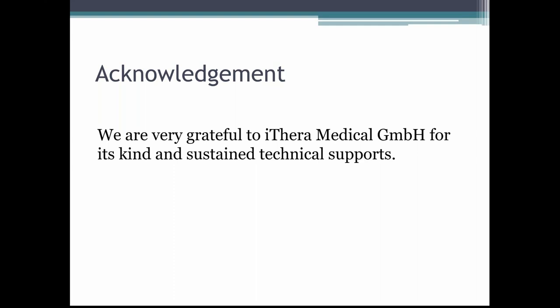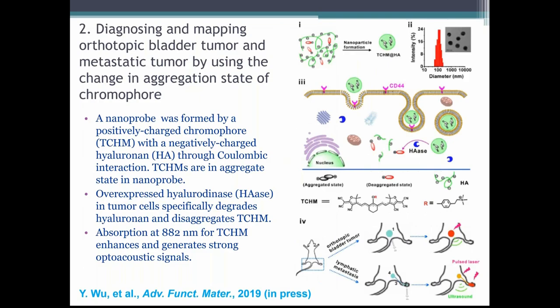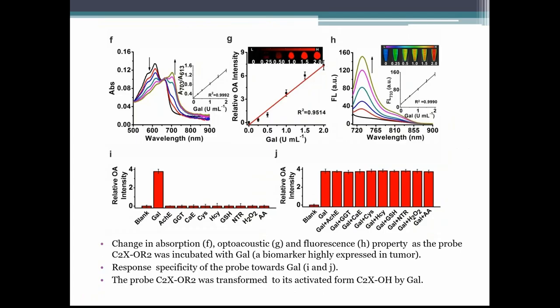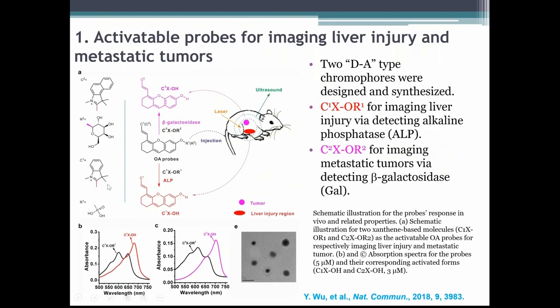Next question is, could you please explain in some more details how does the galactosidase sensing probe work? Oh, yeah. Please wait. Can you see my slide? Yes. Okay, from this slide, we can see that in probe 2 on the top left-hand side, the recognition moiety is introduced onto the donor part. And galactosidase will cleave the recognition moiety and therefore activate probe 2.